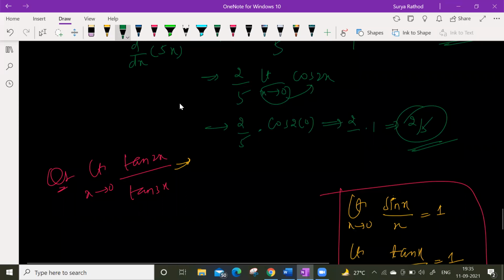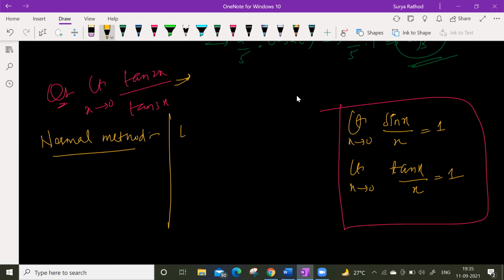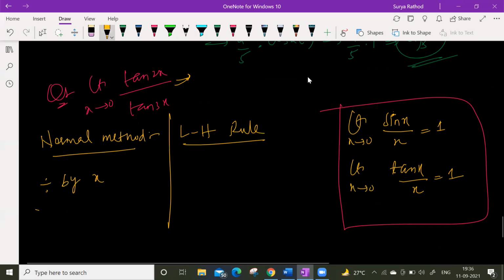Hello, are you here? Look at this here. Let us solve in two methods: the normal method and L'Hospital rule. For the normal method, divide by x in the numerator and denominator.